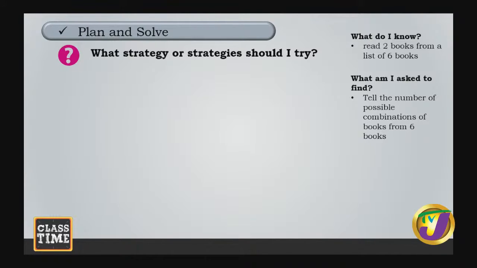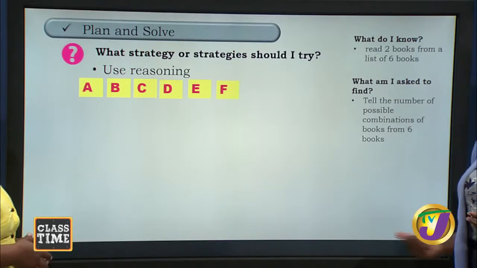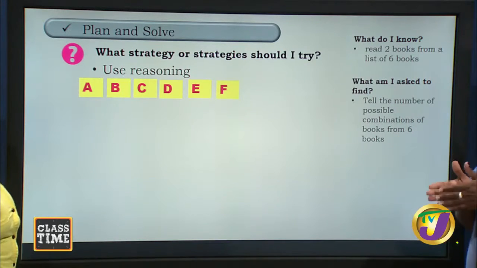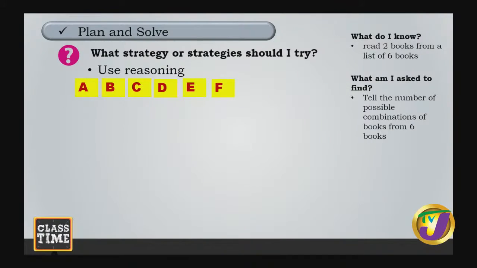That's right. So here we have the books. We are using the letters A to F to describe the books. So we're doing book A, book B, through to book F. Now, what are the combinations? So we could match book A with B. Or A with C. Or A with D. A with E. Or A with F.